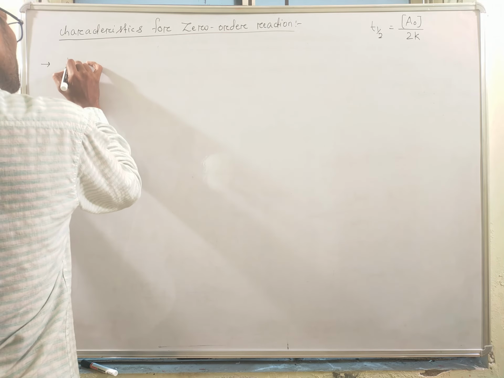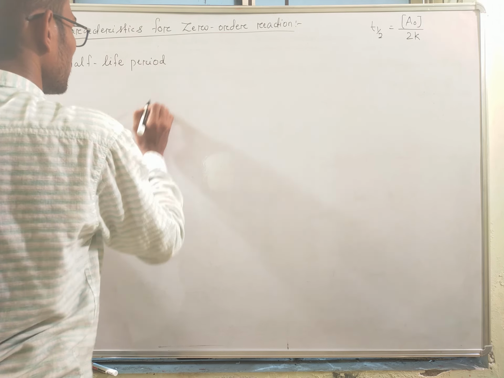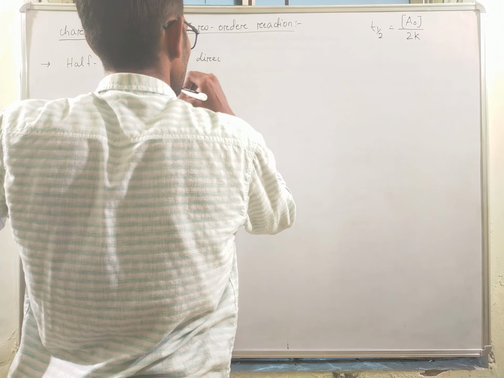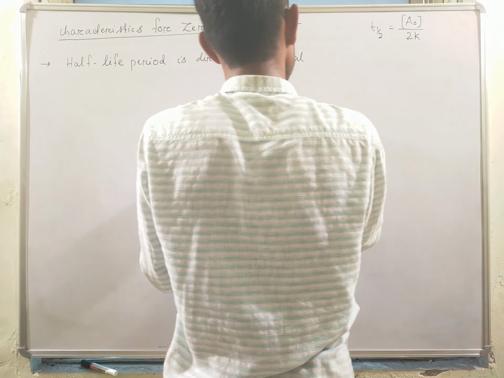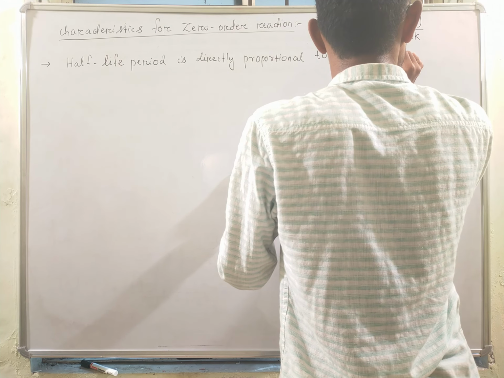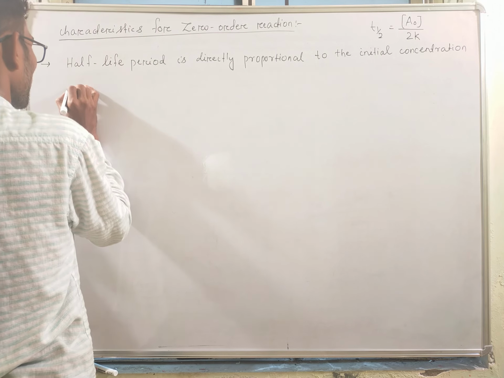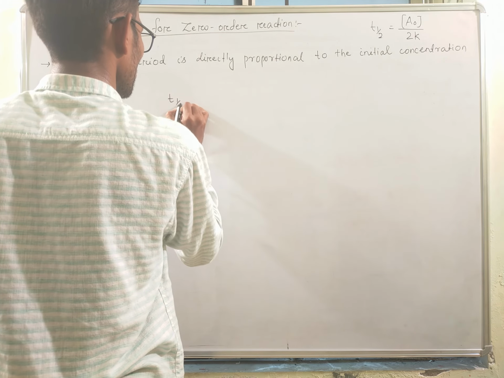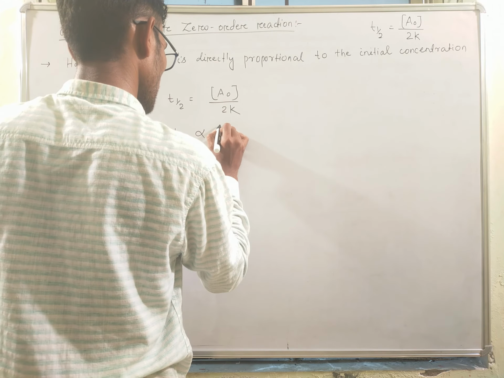Second point is the half-life period is directly proportional to the initial concentration of reactant, that is t half equal to a naught by 2k, which implies t half is directly proportional to a naught.